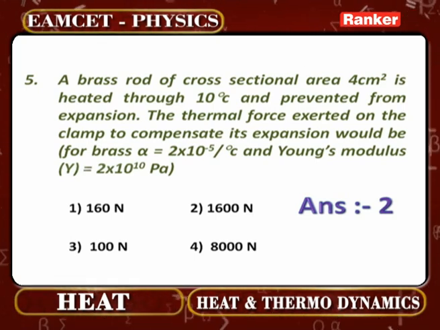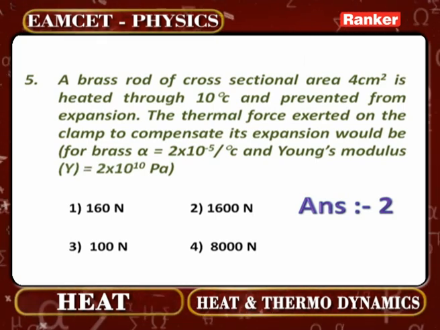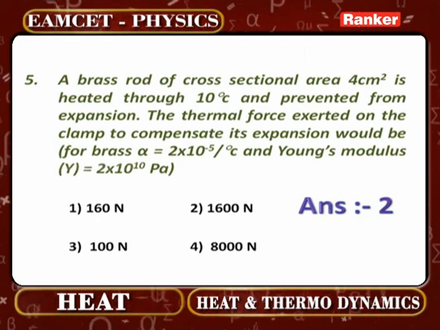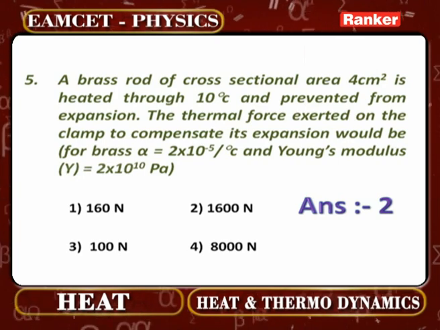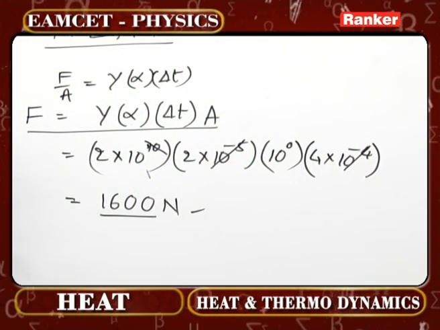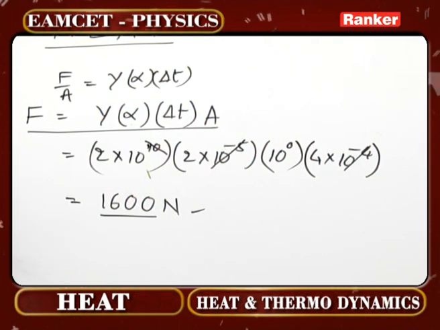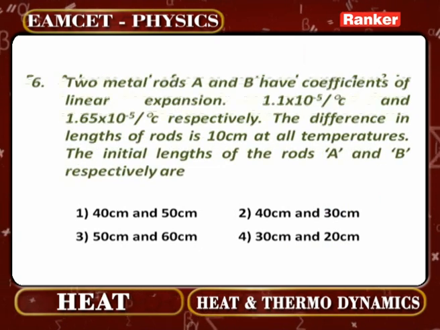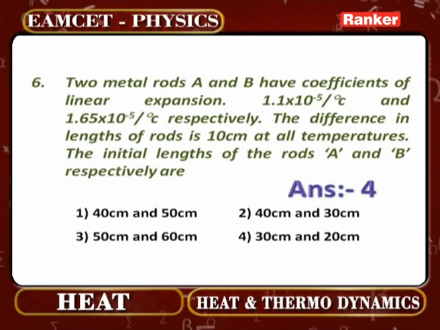All of you remember this equation thoroughly. If they ask you by any chance what is the stress required, you have to write F by A for it. It is Y into alpha into delta T. That is the change you have to make for that particular question number 5. Now let us check the next question, that is question number 6.